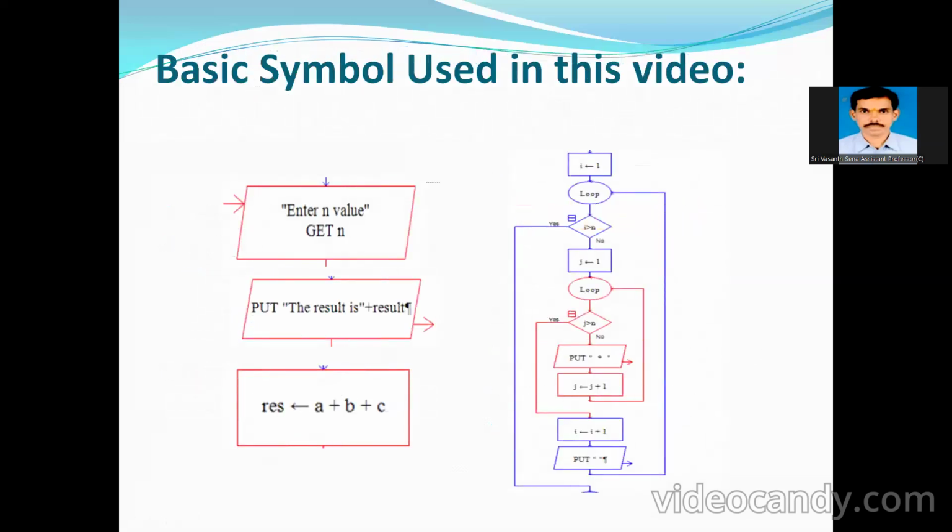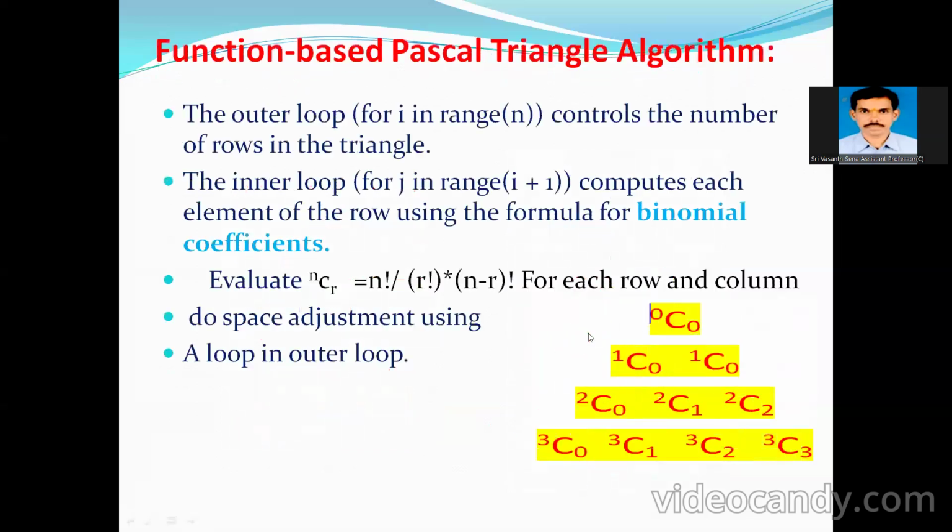Including these basic input and output symbols, we can go for an outer loop and an inner loop. The outer loop handles these rows. The outer loop will be used to represent these rows. The inner loop is used to represent these columns. Function based Pascal triangle algorithm: the outer loop controls the number of rows in the triangle. The inner loop computes each row.